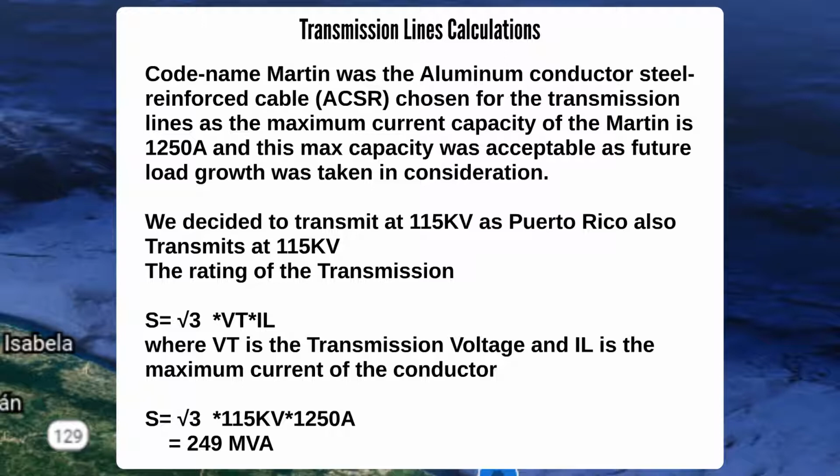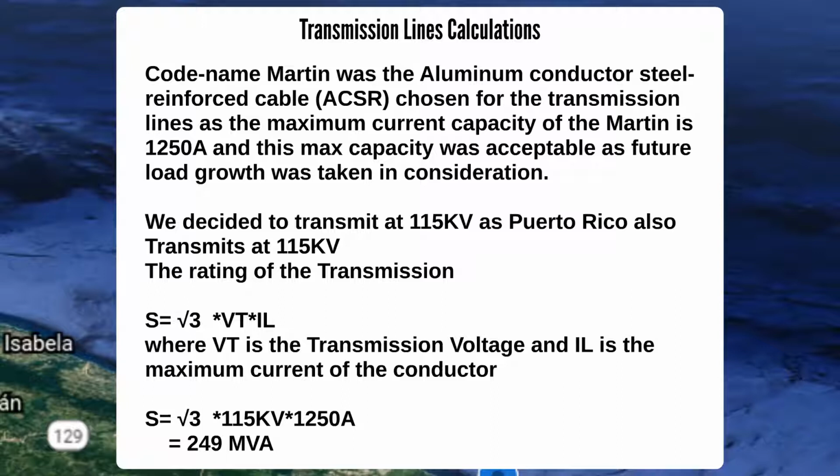For the transmission lines, we decided to use the Martin ACSR, and this has a maximum current capacity of 1250. The reason why we chose a transmission line with this high current capacity is because we expect the load to increase over time. And we also decided that we are going to transmit at 115 kilovolts because Puerto Rico also transmits at this voltage.